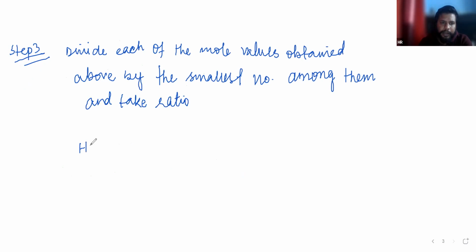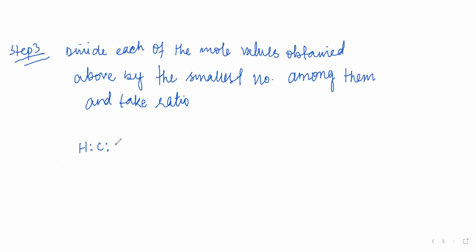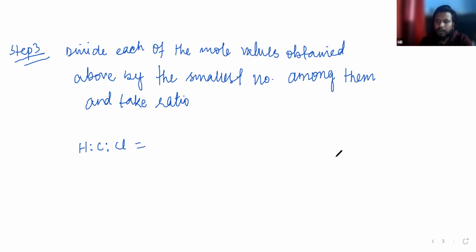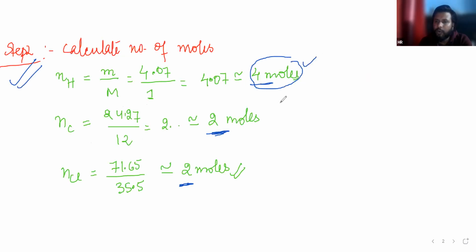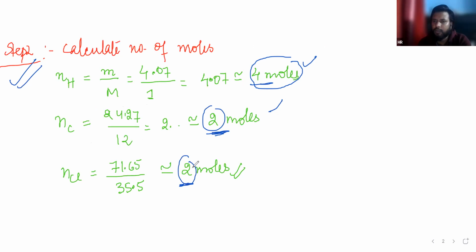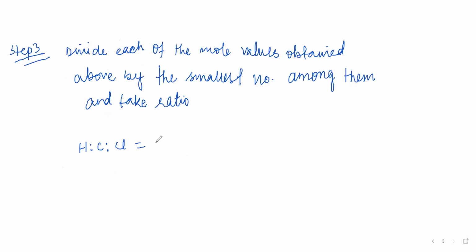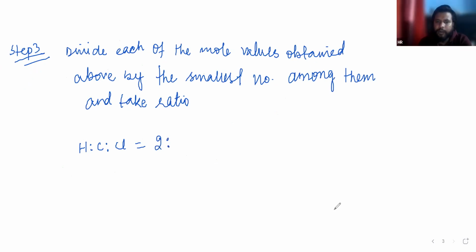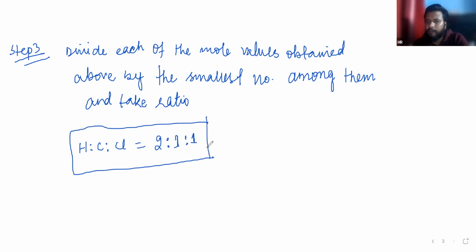If we are writing H is to C is to Cl, first we divide hydrogen, that is 4 moles, by 2. We have to divide by the smallest one. What is the smallest one? We can take 2 as the smallest one. If we divide 4 by 2, we get 2, and if we divide 2 by 2, we get 1 and 1. We just need to divide the number of moles by the smallest one among them, even by itself.